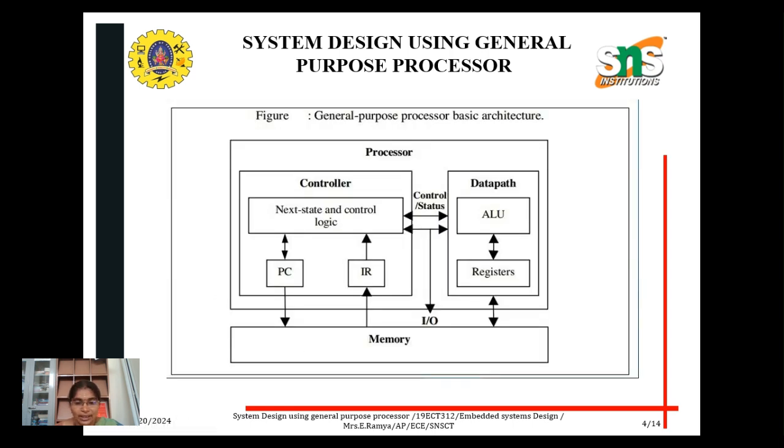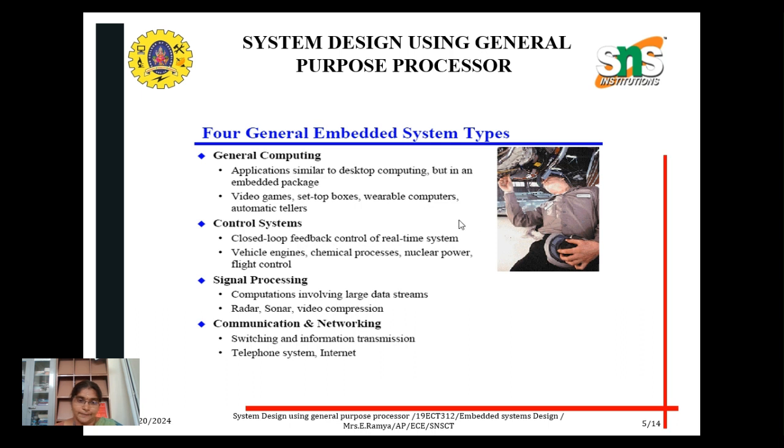So in this diagram, we can see the general purpose processor basic architecture. This is the building block of the processor. It has a controller and a data path. Inside the data path, we have an arithmetic logic unit and registers. Inside the controller, we have the instruction register and program counter. You have to understand the general purpose processor architecture.